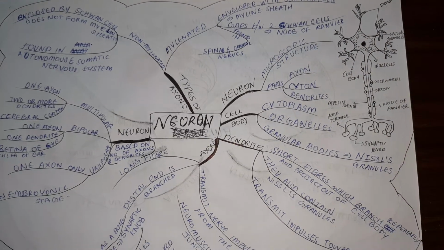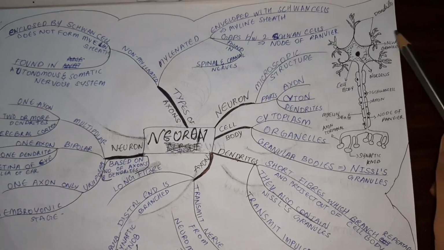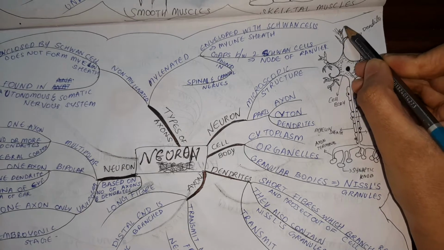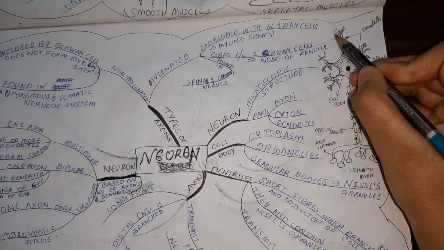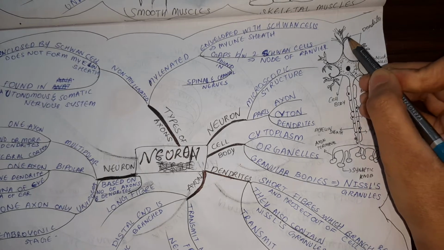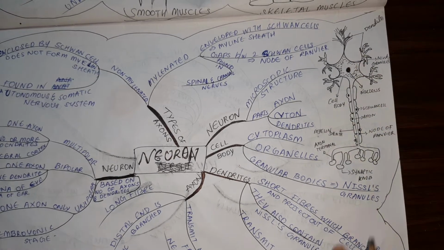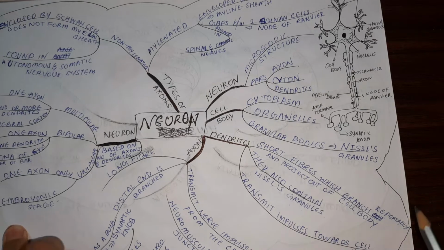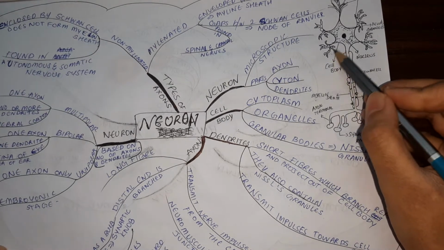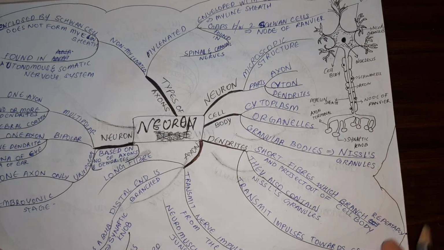Next, dendrites. Dendrites are short fibers which branch repeatedly and project out of the cell body. You can see these are branching, with branches formed inside them. This is the cell body, and you can see dendrites branching outside of the cell body. They also contain Nissl's granules. You can see small dots in them.